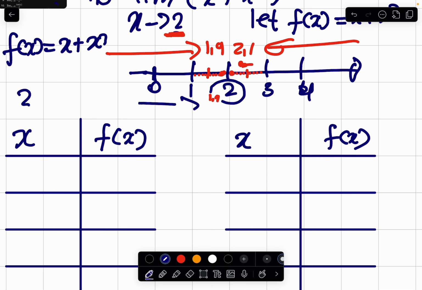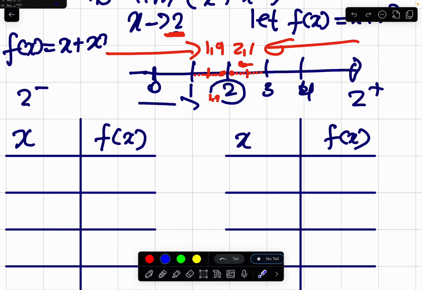We're approaching 2 from the left in this table, and approaching 2 from the right in this table. So when we're approaching 2 from the left, the values of x on this side, are they less than 2 or greater than 2? Understand? You must check the values of x on this side. I'm talking about this side, not here.